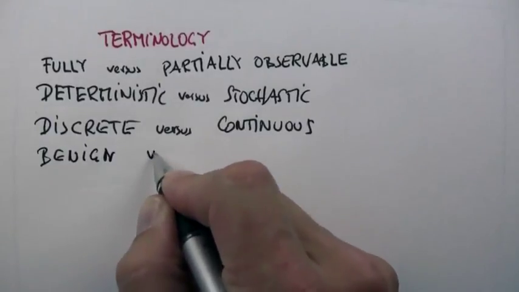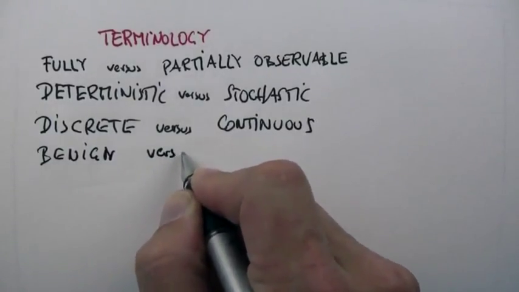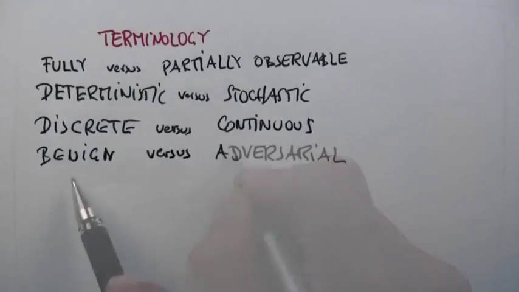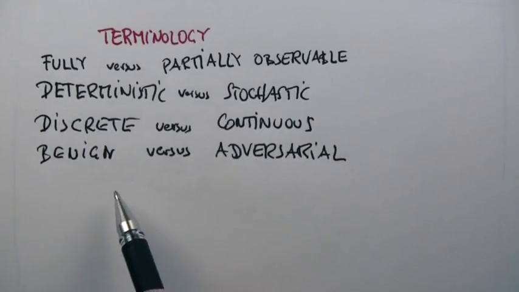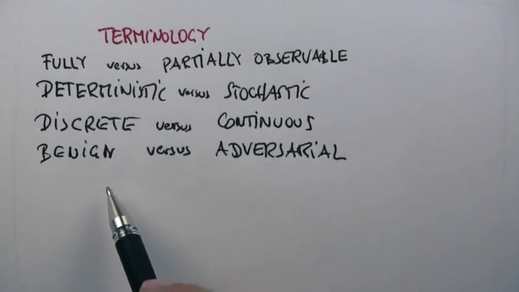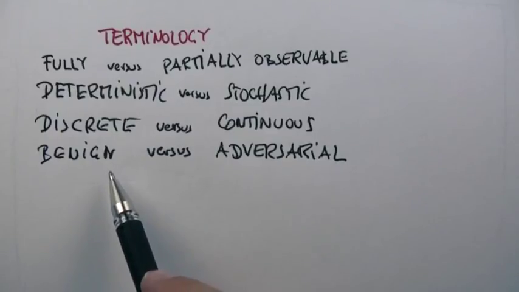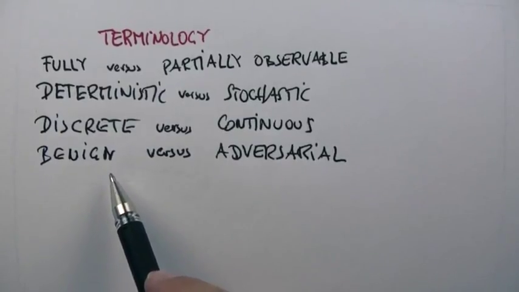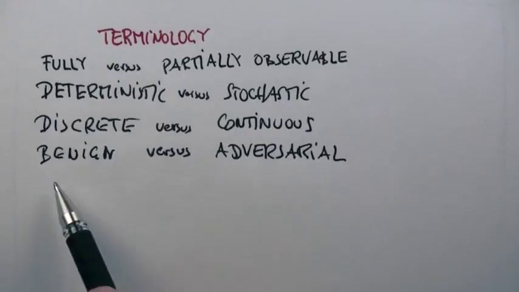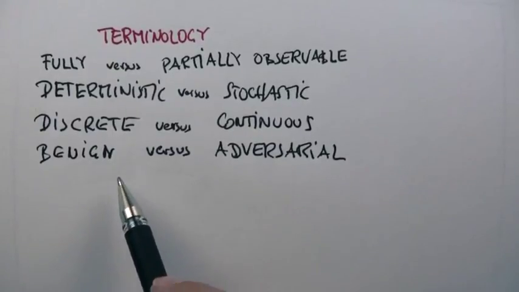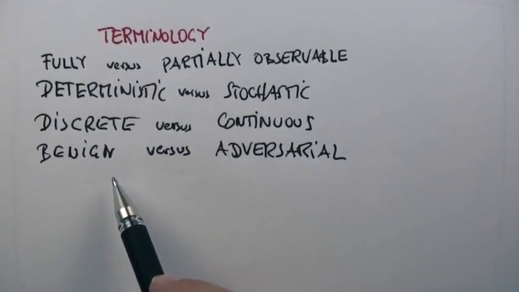Finally, we distinguish benign versus adversarial environments. In benign environments, the environment might be random, it might be stochastic, but it has no objective on its own that would contradict your own objective. So for example, weather is benign. It might be random, it might affect the outcome of your actions, but it isn't really out there to get you.